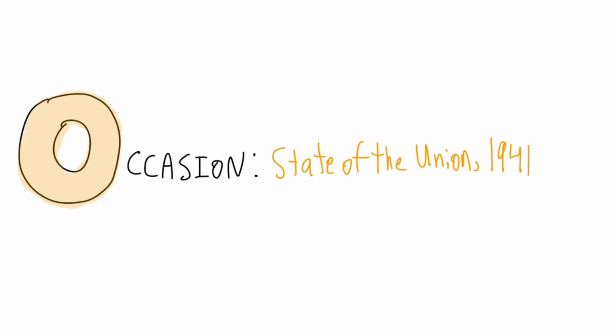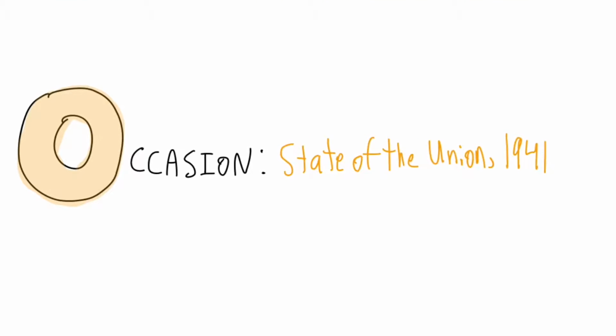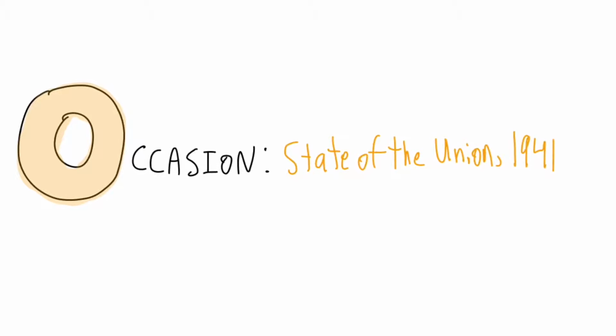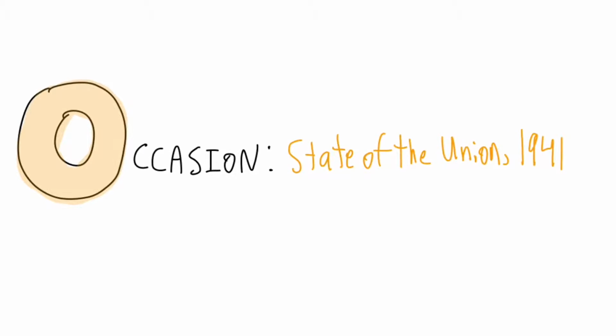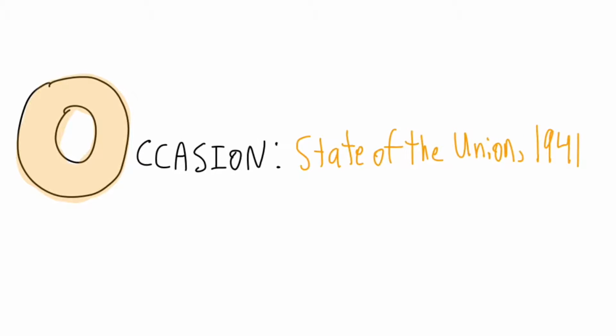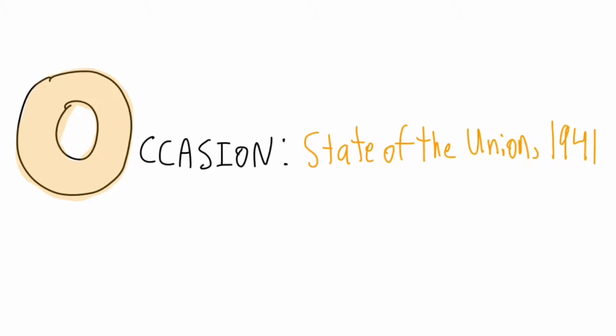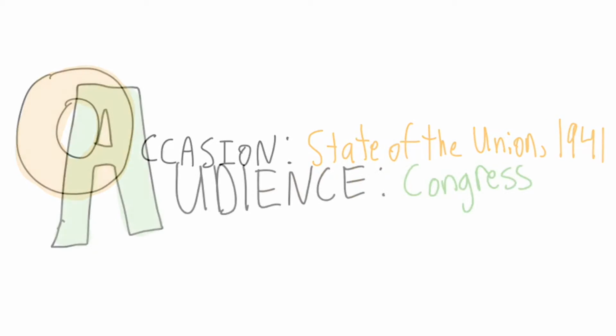The occasion was the State of the Union address in January 1941. At this time, America is still recovering from the Great Depression. However, in Europe and Asia, the rest of the democratic world is fighting against fascist menaces. The United States has stayed neutral, but Roosevelt is urging Congress to get involved.